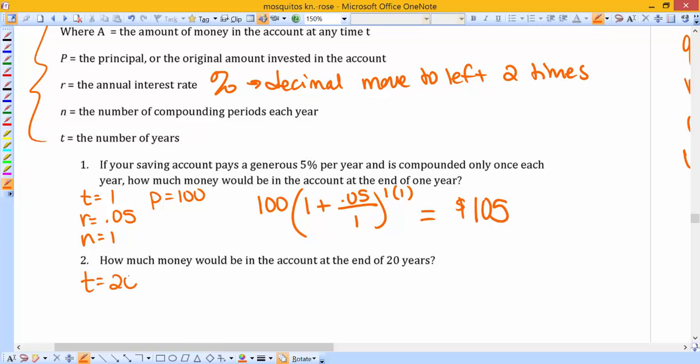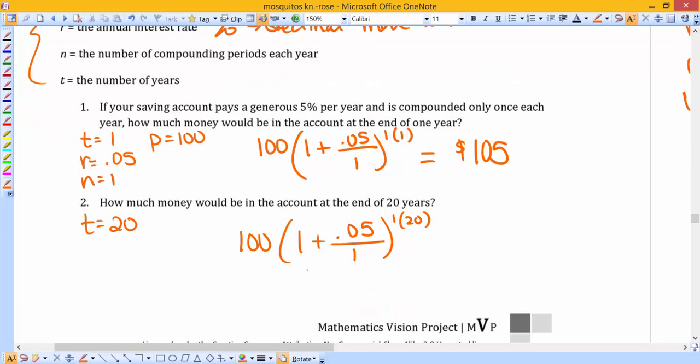T is now 20 years. 100 is going to stay. 1 is going to stay. 1 will always be there. It doesn't say it's compounded differently, so we're going to go with once a year for 20 years. So, in my calculator, I would do 0.05 divided by 1, hit equals, add 1, and I get 1.05. So this is 1.05 caret 20. So 1.05 caret 20, and I get this crazy decimal of 2.6 something.